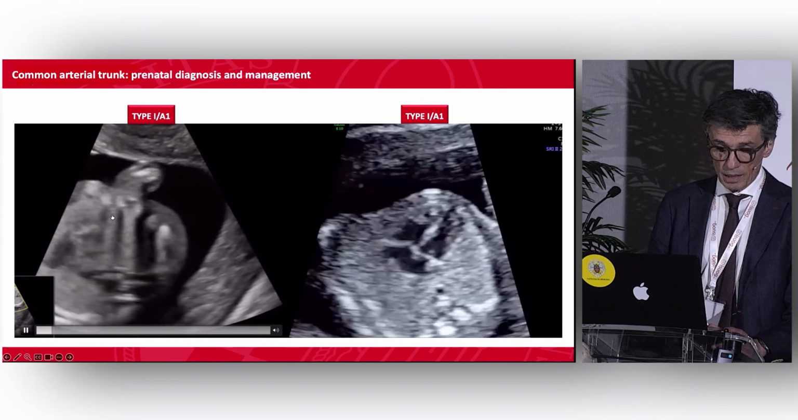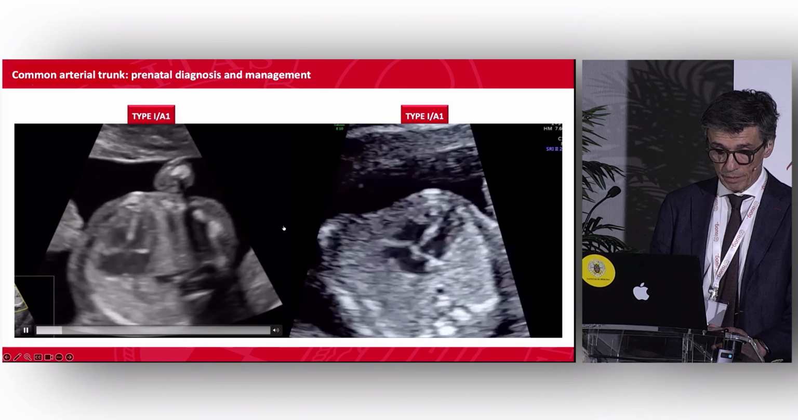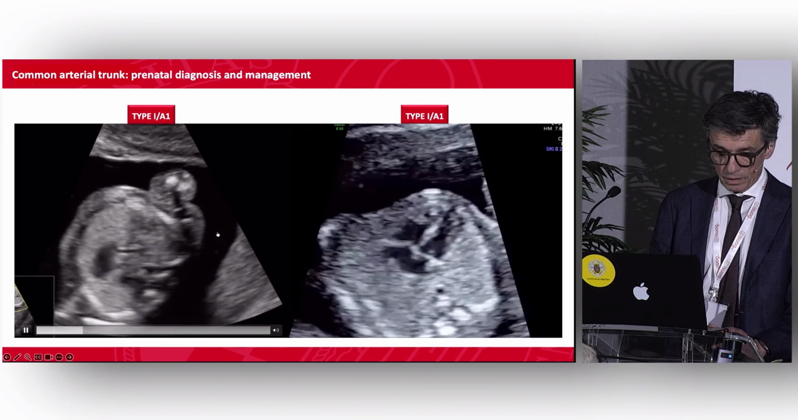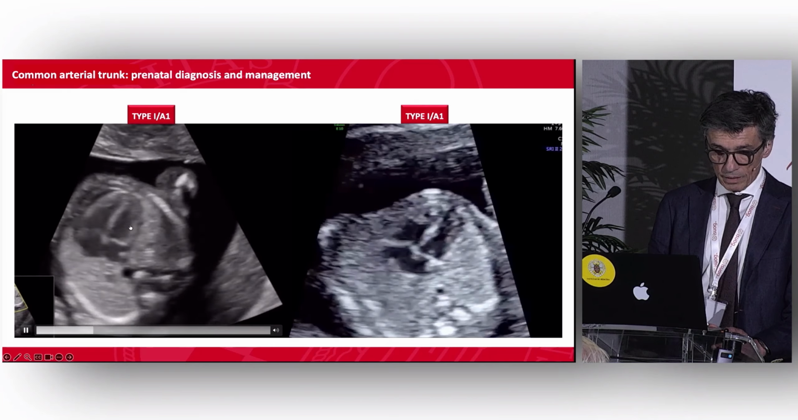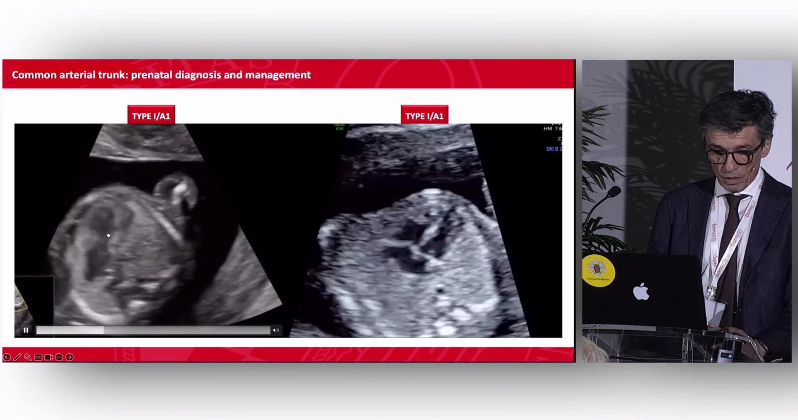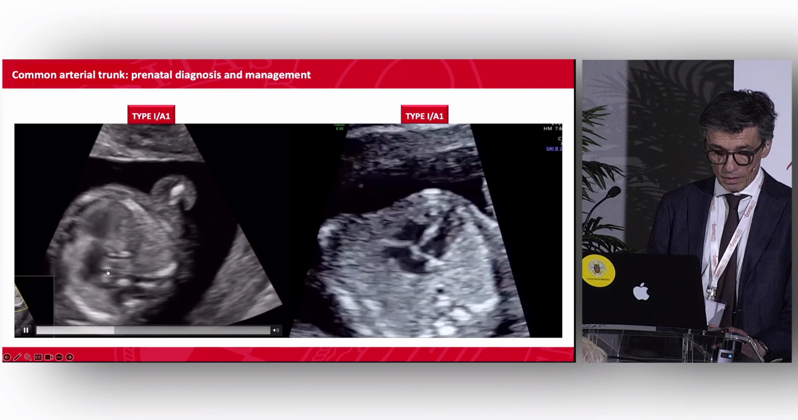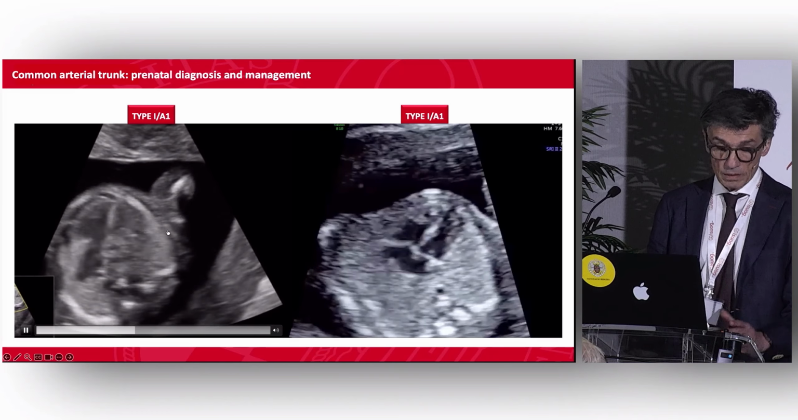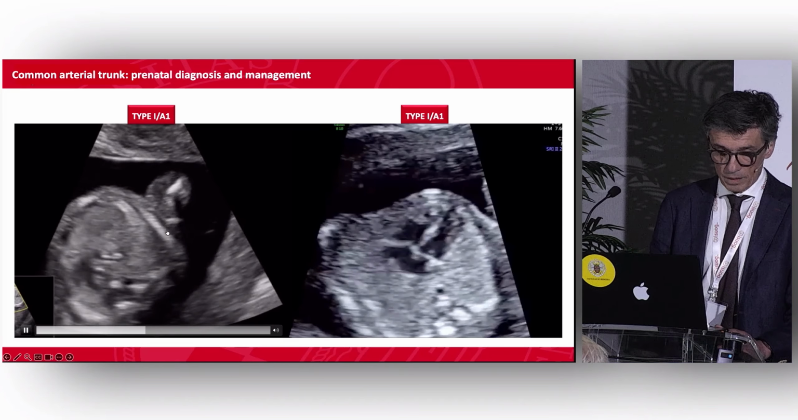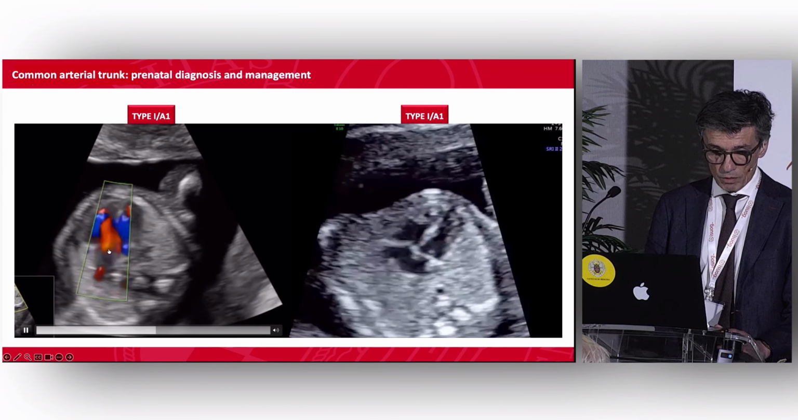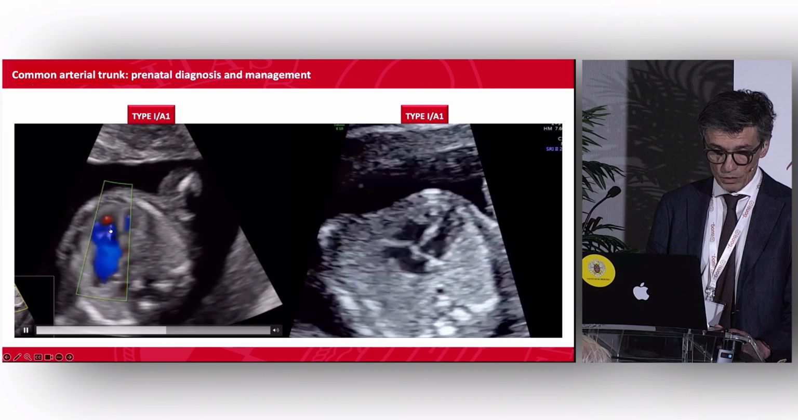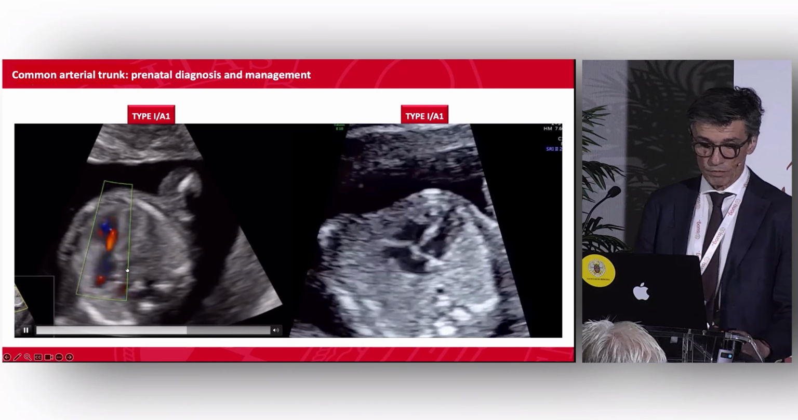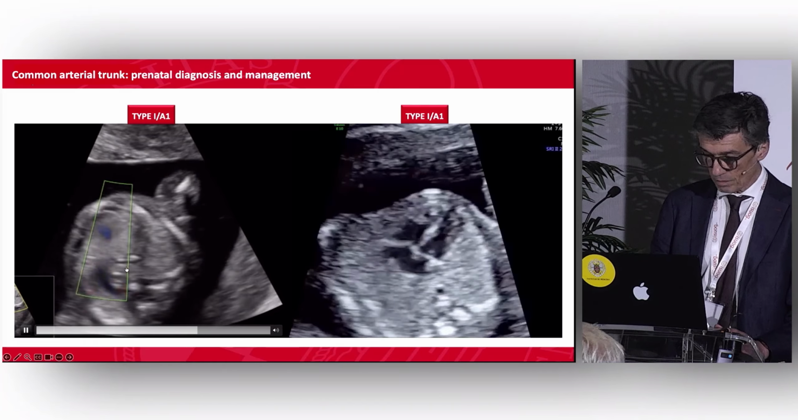This is a transvaginal scan of a baby with common arterial trunk. Type 1 or A1 is the same thing, and there is only one large vessel arising from the heart, mostly connected to the right ventricle, and that occurs in 40% of the cases. And we see with color Doppler how it fills, and there is a huge regurgitation of this truncal valve. This is very important from the prognostic point of view.